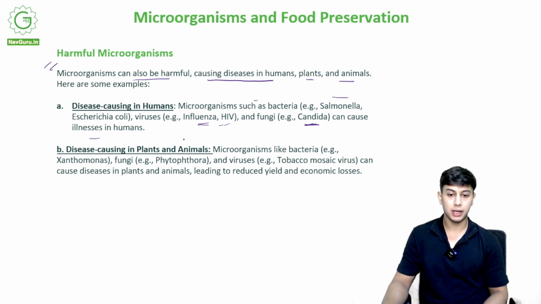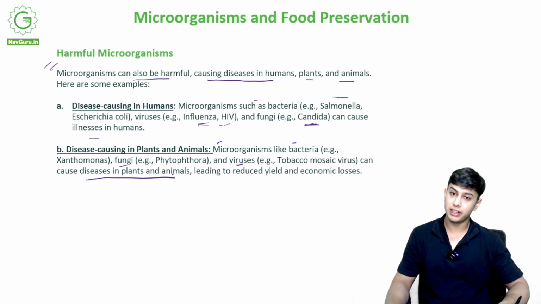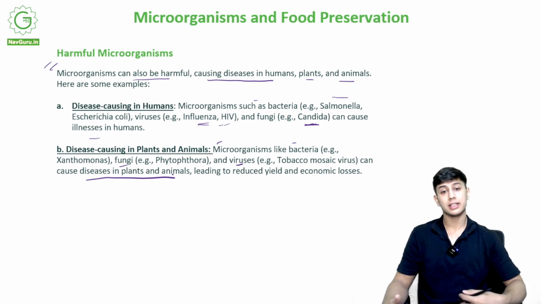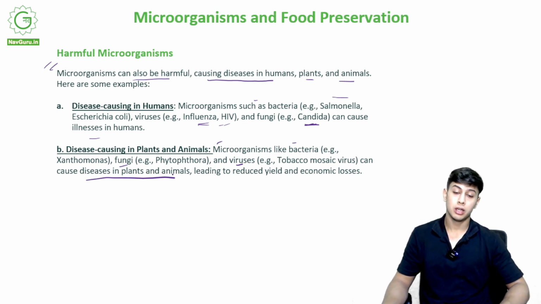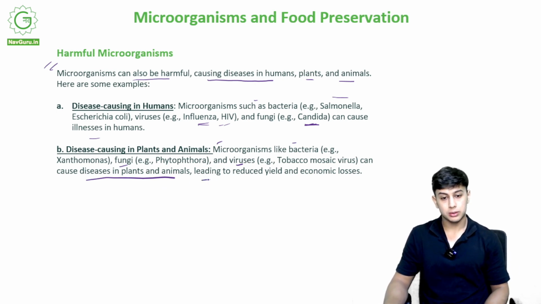Disease causing in plants and animals. So microorganisms like bacteria, fungus, viruses can cause diseases in plants as well. Plants, imagine every living organism can be infected. Okay, so plants and animals can also be infected. Other than humans, plants and animals are also infected. So for example, there is a sick cow, there is a sick animal, okay, leading to reduced yield and economic losses.